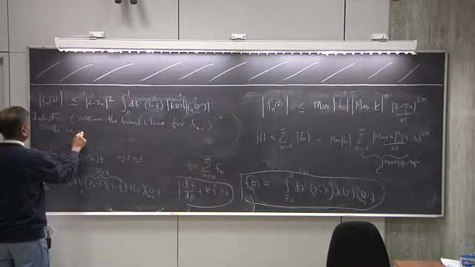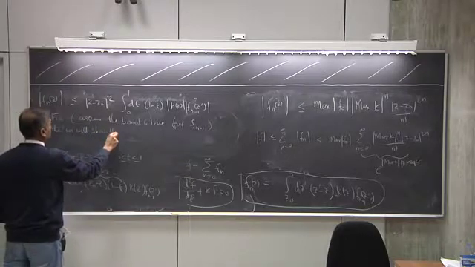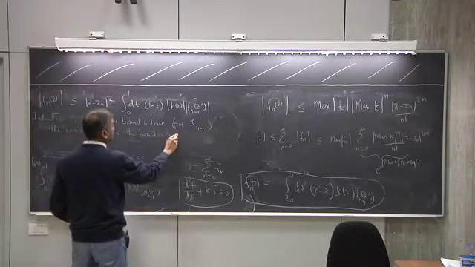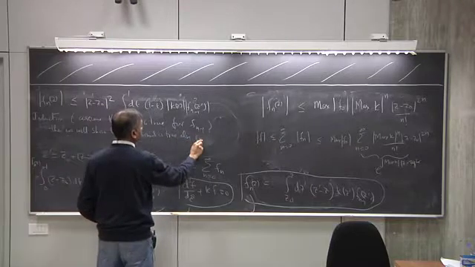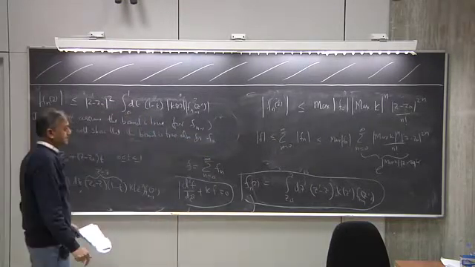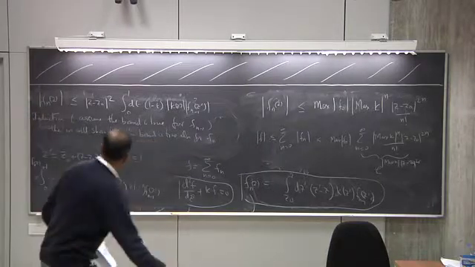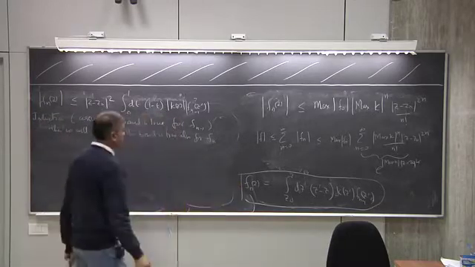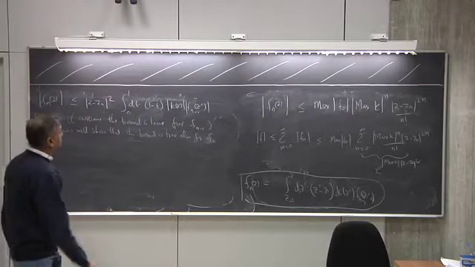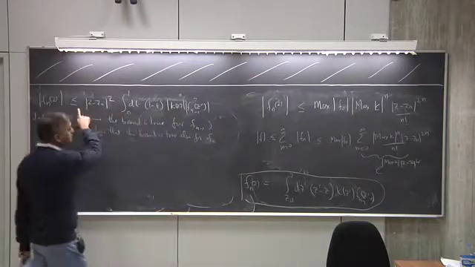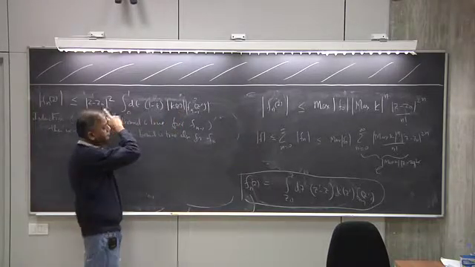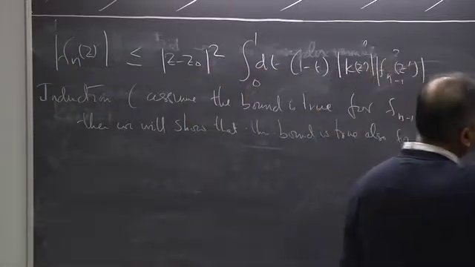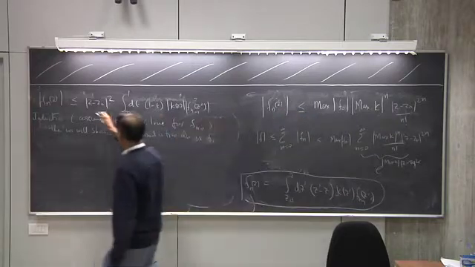Then we will show that this bound is true also for fn. So we again start doing this. Of course, I can replace this by max. After all, we are looking at a bound. I can replace it by the max k and take it out, because max k is independent of t. And fn minus 1 z prime will be given by that.